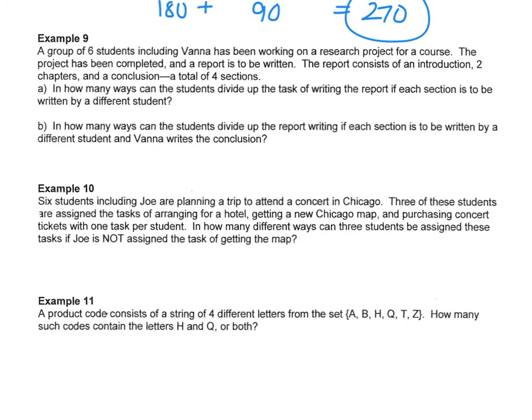Example 9. A group of 6 students, including Vanna, so that's 6 students including Vanna, not 7 students, has been working on a research project for a course. The project has been completed and the report is to be written. The report consists of an intro, 2 chapters, and a conclusion, a total of 4 sections. How many ways can the students divide up the task by writing the report if each section is to be written by a different student?